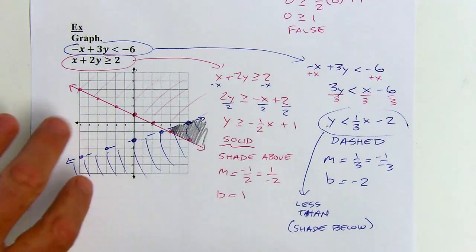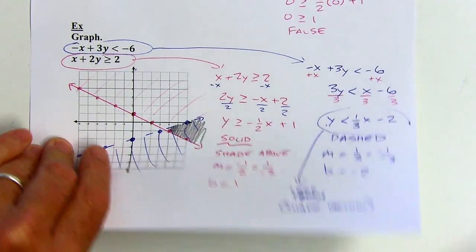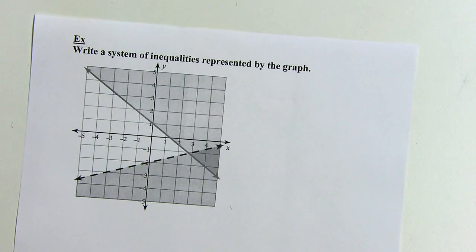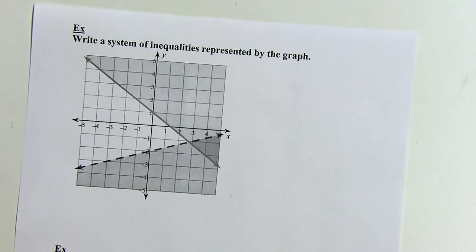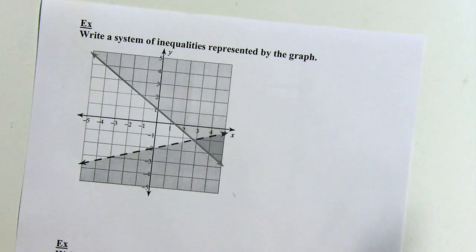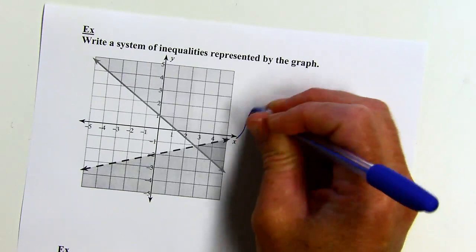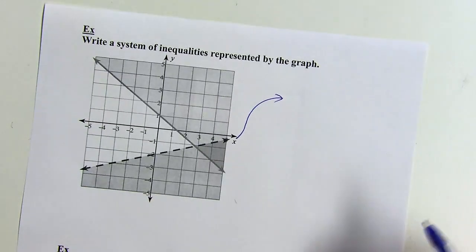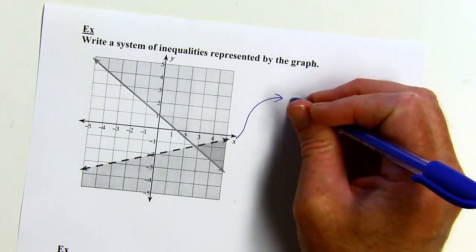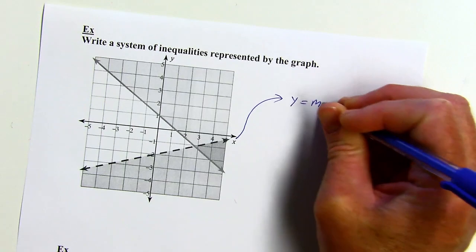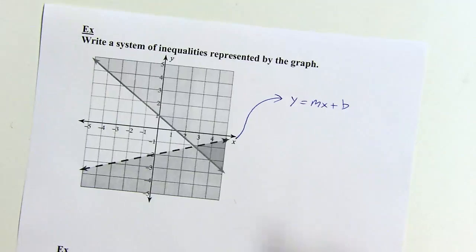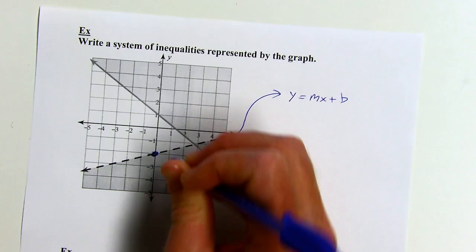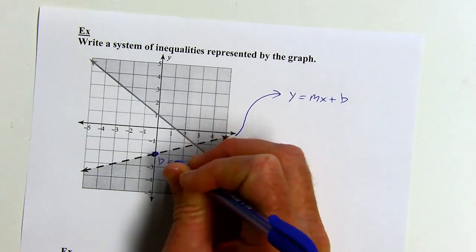On the next page, we're going to be doing this backwards. So this time we've got a graph and we're going to write the system of inequalities from this. Okay. So let's start. I'm going to start with this dashed line here. The easiest way I think to do this is to think about y equals mx plus b form. So that means I would need the y-intercept. So my y-intercept here is going to be -2.